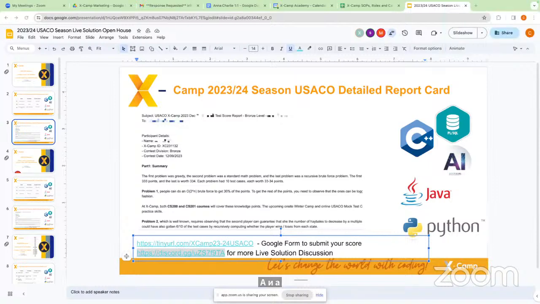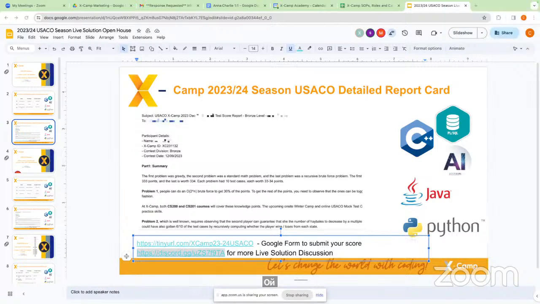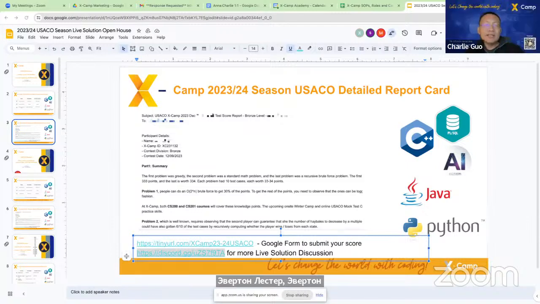Wait, do I even have to fill out the form? If you don't like to, it's okay. If you don't like this report card. By the way, I am not in XCamp. Yeah, this is not for XCamp students only. If you are not in XCamp, you are recommended to fill in this form so you can get the report card.